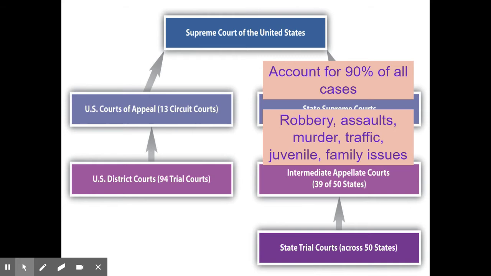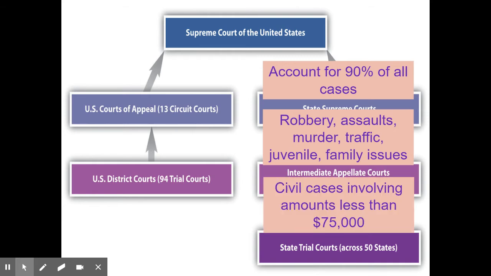The types of cases that you're used to hearing about on the news: robbery, assaults, murder, traffic violations, juvenile court, family court. That's all happening in the state courts, not the federal courts. And then any kind of civil case. So a civil case is when you're fighting over a monetary dispute. If you have a civil case and it's not criminal, and you're fighting over a matter that involves a dispute over less than $75,000, typically that's going to be heard on the state side. So again, most of the action is happening within the state courts.